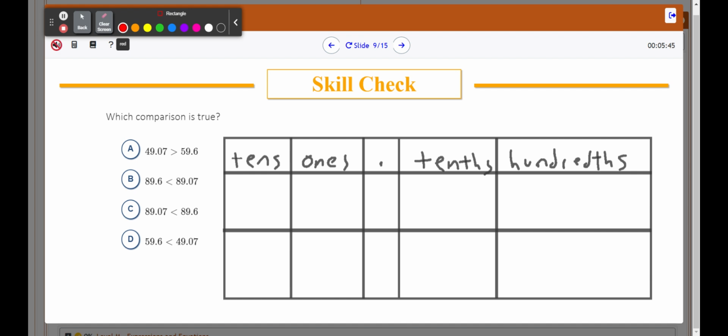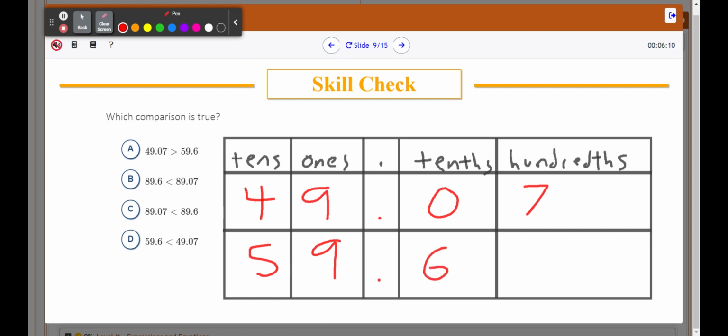So A says 49.07. So let's start filling it in. 4 goes in the tens spot, 9 goes in the ones spot, 0 goes in the tenths spot, and 7 goes in the hundredths spot. Well, the second number is 59.6. Going from left to right, we don't have to go too far. We can already see that the 5 is bigger than the 4. So that means 59.6 is greater than 49.07. So that's not true right there, because that's saying 49 is bigger and it's not.